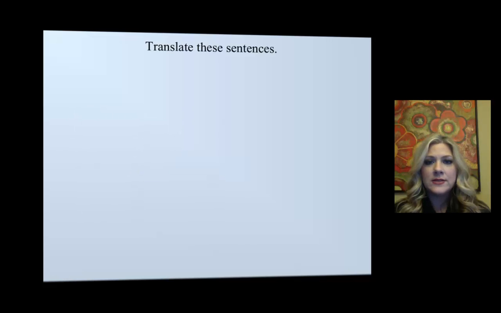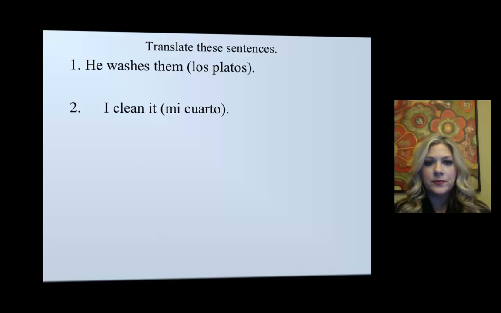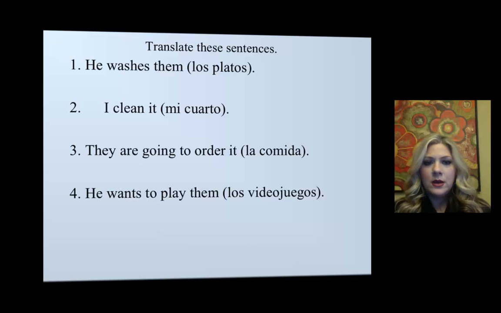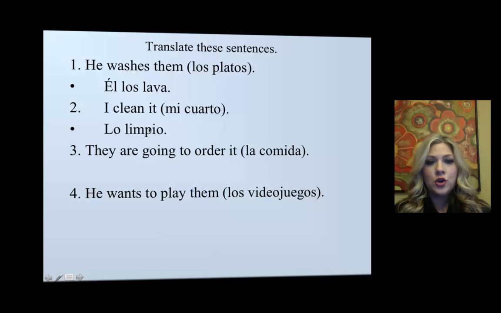On this page, we have some translations. Número 1, he washes them. Él los lava. I clean it, and by it, I'm referring to mi cuarto, my room. Lo limpio. The yo, the I, is implied with our verb conjugation, but you can always clarify by putting yo lo limpio. That's correct also.